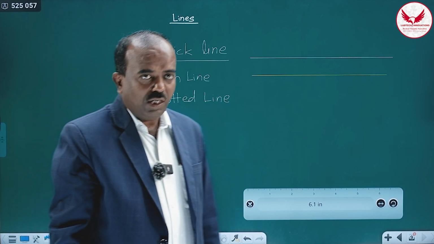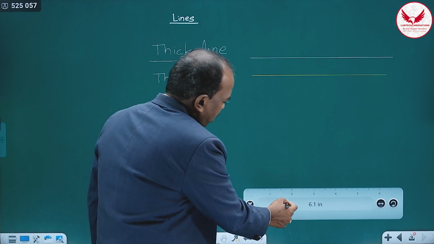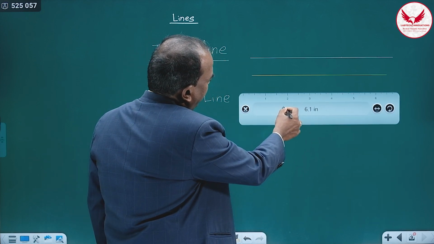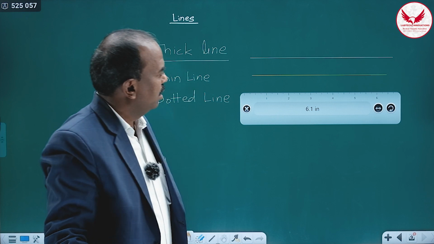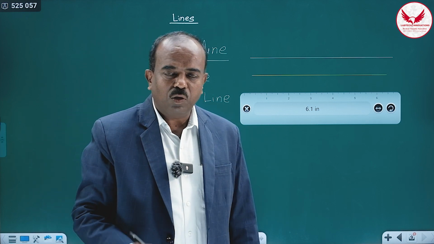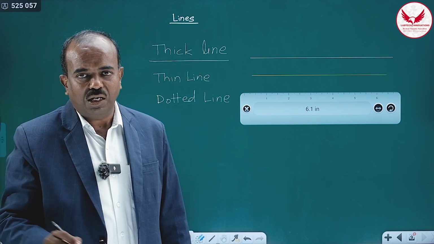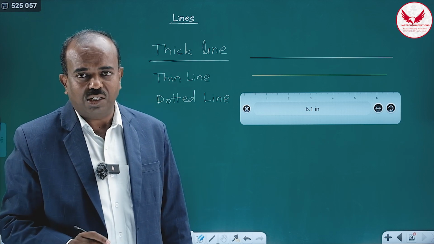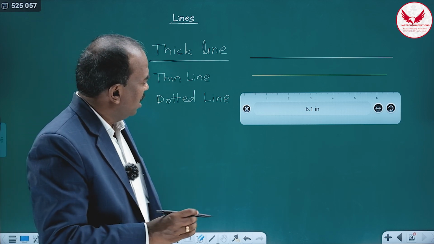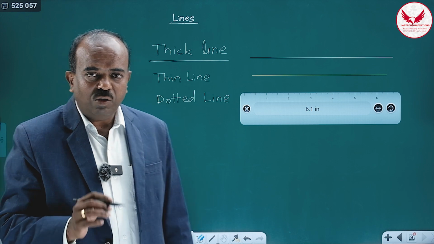Then the third line is the dotted line. How to draw the dotted line? The dotted line is used for showing the hidden part of the object. And I feel drawing the dotted line is the most difficult, because it requires a lot of concentration. And if your dotted line is excellent, then your drawing will be excellent.